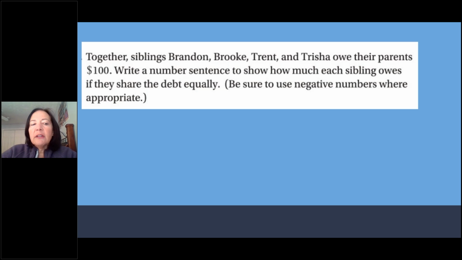Before we get started, one of the things that commonly comes up with students is, how many siblings are in this family, Tashana? How many kids? 4. 4 is correct. A lot of people miscount that. Go ahead, see if you can solve this one. Siblings Brandon, Brooke, Trent, and Trisha owe their parents $100. Write a number sentence to show how much each sibling owes if they share the debt equally. Be sure to use negative numbers where appropriate. Go ahead and let me know when you've got your answer.